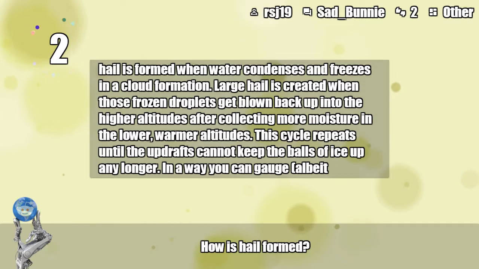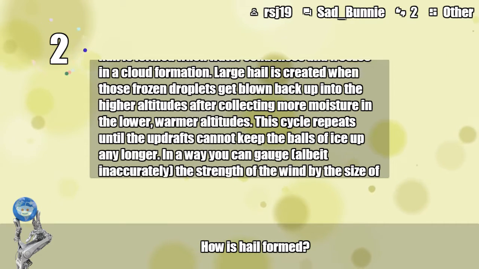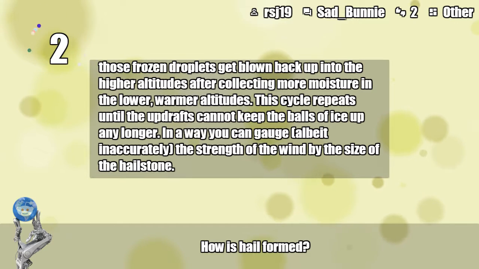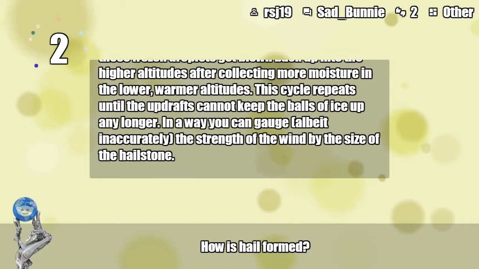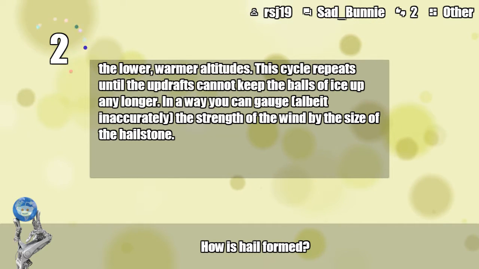Large hail is created when those frozen droplets get blown back up into the higher altitudes, after collecting more moisture in the lower, warmer altitudes. This cycle repeats until the updrafts cannot keep the balls of ice up any longer. In a way you can gauge, albeit inaccurately, the strength of the wind by the size of the hailstone.